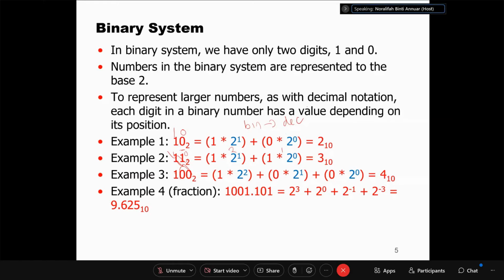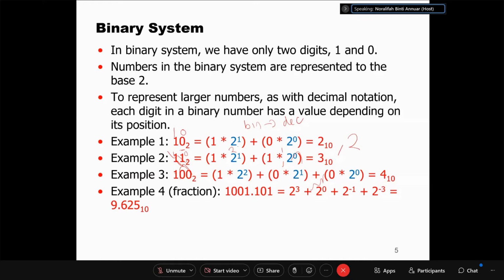Soalan paling famous student tanya, what if they don't put 2 to the power 10, base 10? Katakan jawapan awak just macam ni kan, 3. Is it correct? Yes, it is correct. Kalau you tak letak 10 pun betul je, because we know 3 is in decimal. Okay?